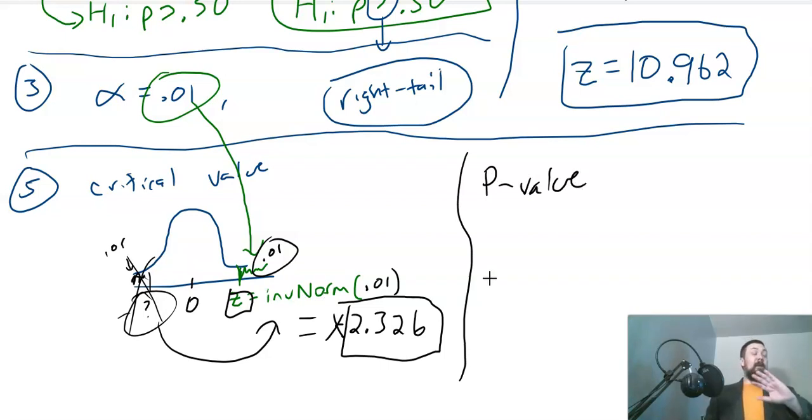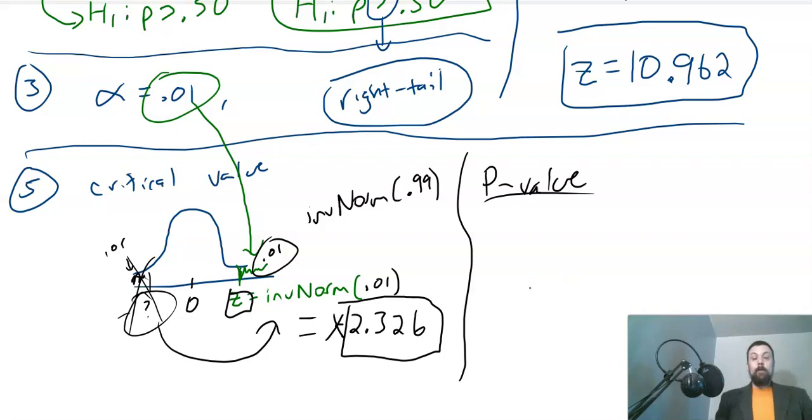Now, if that shortcut is confusing to you, then the thing I should have done here was inverse norm, and the area I should have used was 0.99. Because that's the area to the left of this number. So I take 1 minus this to get the area to the left, and then I do inverse norm with that area, and then it comes out as positive 2.326. You'll get the same number, but it'll be positive like it's supposed to be.